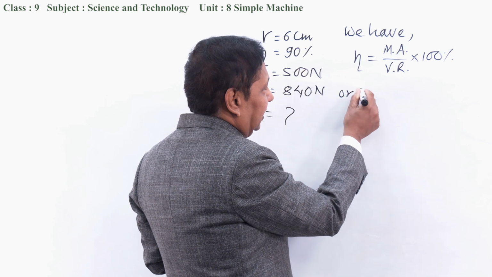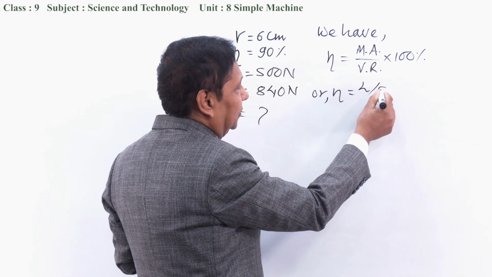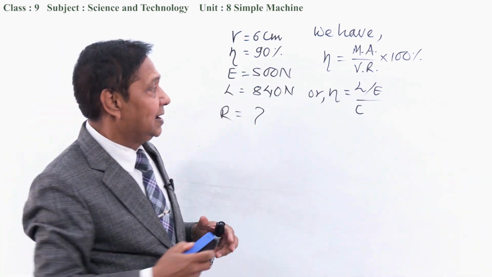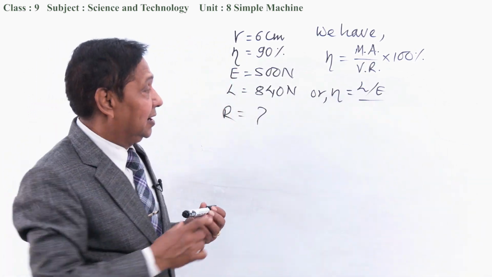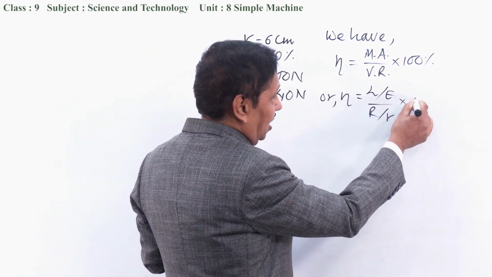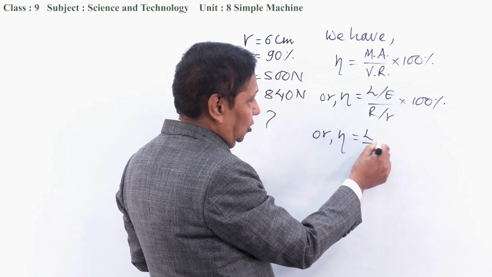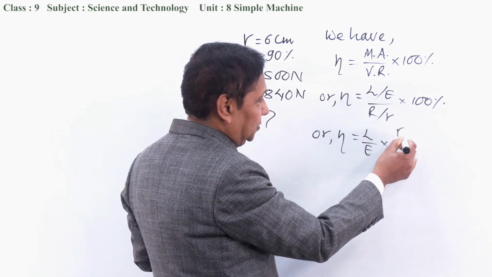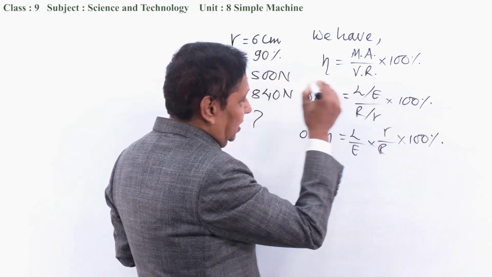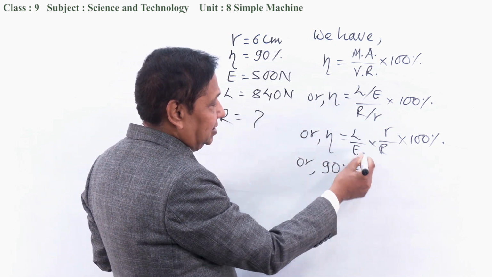Now, efficiency is equal to, I want to elaborate this, mechanical advantage is load by effort and velocity ratio is effort distance by load distance. But in this case, effort distance is radius of wheel and load distance is radius of axle. That's why R by small r into 100%. I want to simplify this. Eta is equal to load by effort into small r upon capital R into 100%. Now I want to put the value. Eta is 90% and this is equal to load.